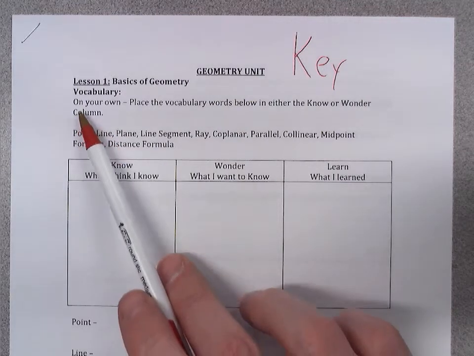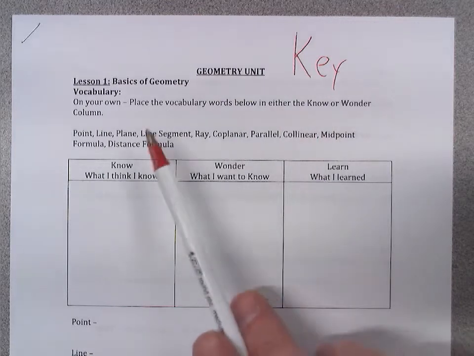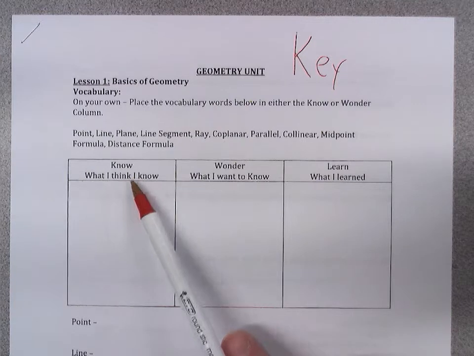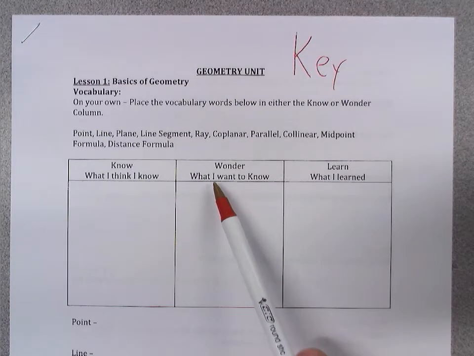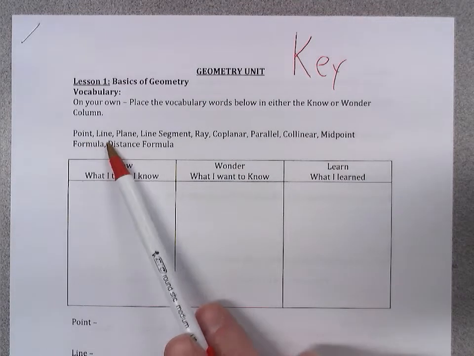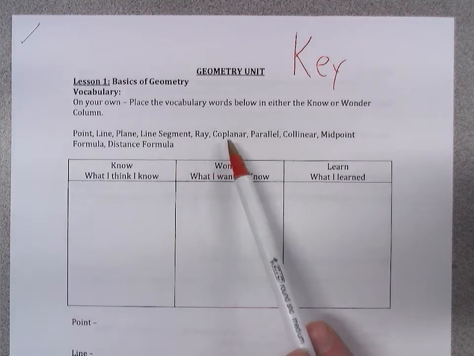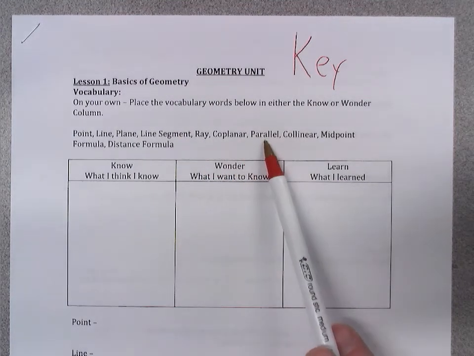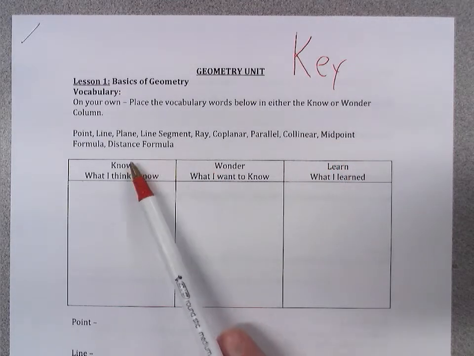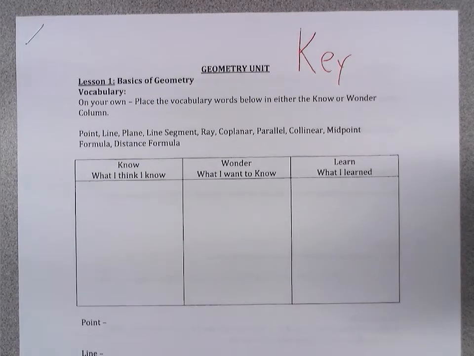So the first thing I want you to do is, on your own, place the vocabulary words below in either the know or wonder column. In other words, words that you know, and ones that you are unsure of or don't know, you put in the wonder. And so those are going to be point, line, plane, line segment, ray, coplanar, parallel, collinear, midpoint formula, and distance formula. Okay, so put those in, pause the video right now, and go ahead and do that.